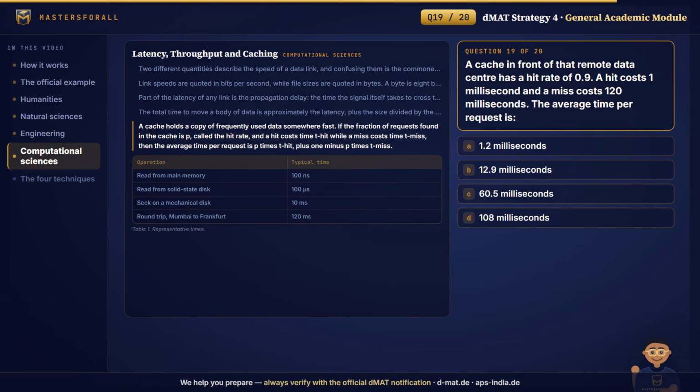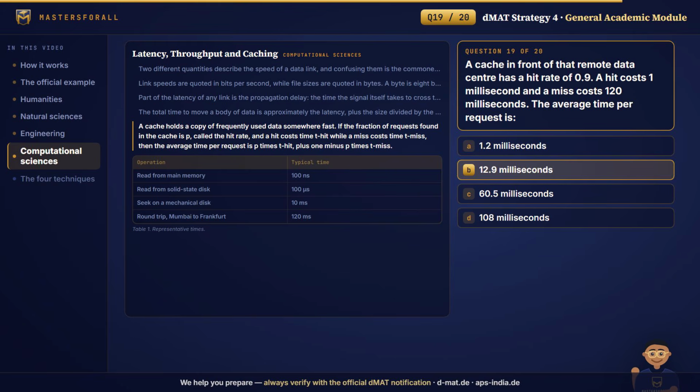The formula is in paragraph 5, so this is arithmetic, but size it first. It takes 2 seconds and it protects you. 9 requests in 10 cost about 1 millisecond. 1 in 10 costs 120. So the answer sits well above 1 and much nearer 1 than 120. That already leaves one plausible option.